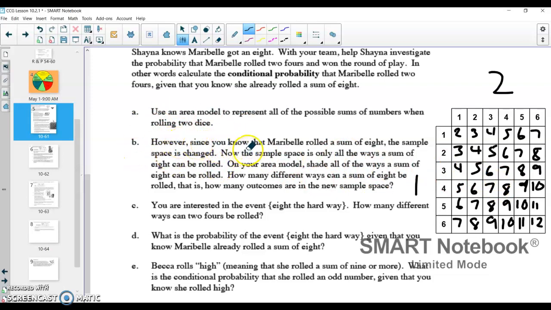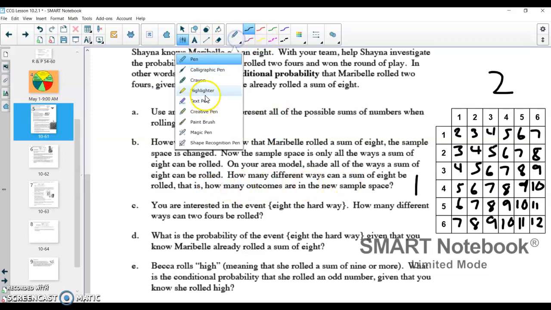However, since you know that Maribel rolled a sum of 8, the sample space is now changed. This whole thing used to be our sample space, but now that's changed because we know that she has rolled an 8. So on your area model, shade all the ways a sum of 8 can be rolled, and then how many different ways can a sum of 8 be rolled? That is, how many outcomes are in the new sample space.